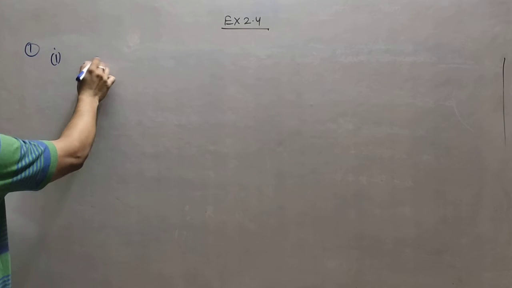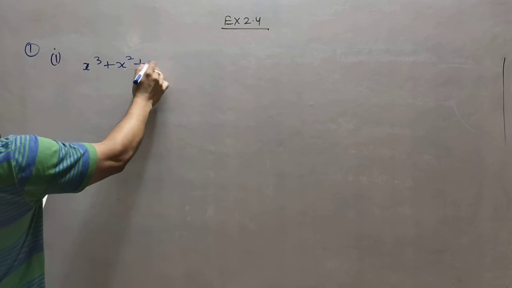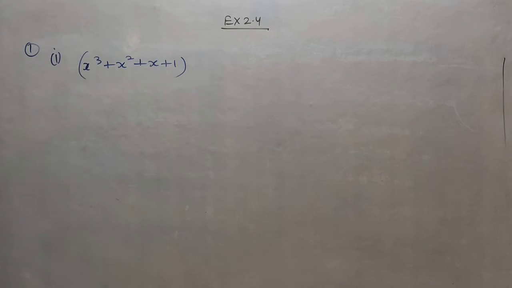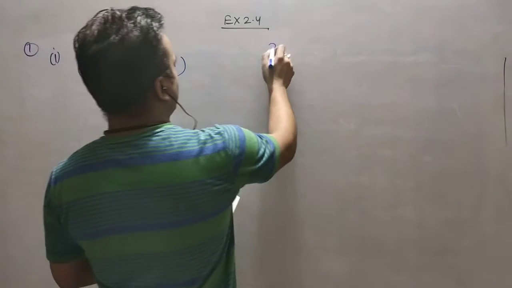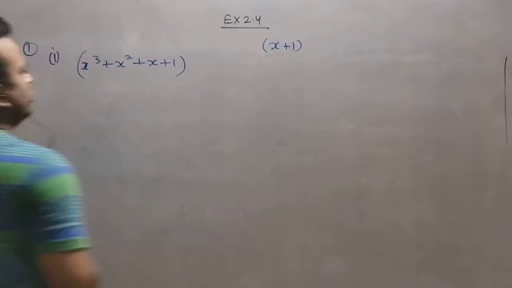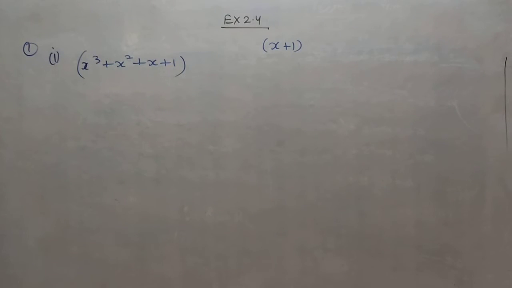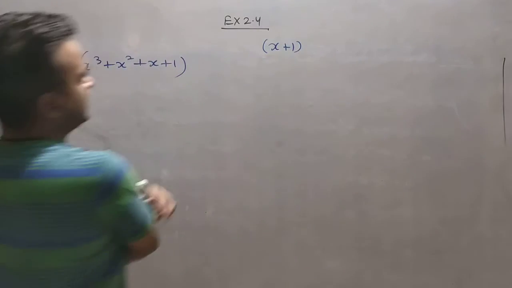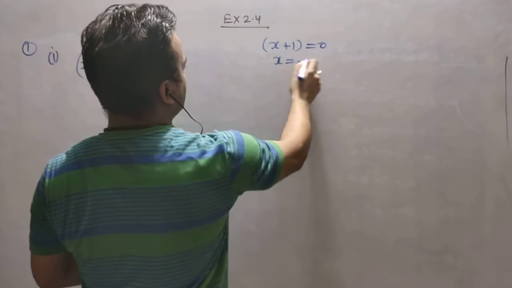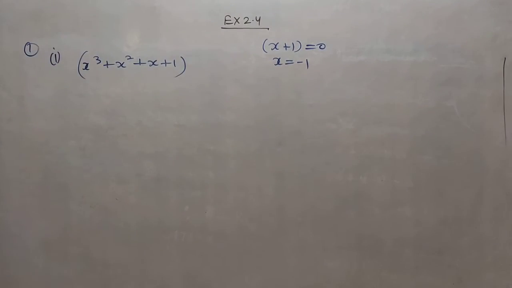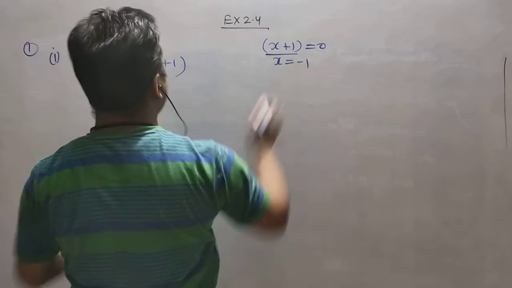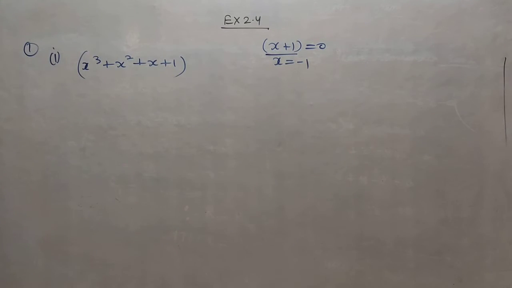Suppose the first polynomial is this one, x cube plus x square plus x plus 1. You have to check whether x plus 1 is a factor of this polynomial or not. So, what does the remainder theorem say? If I put x equal to minus 1, we make x plus 1 equal to 0. What value will we get from here? It's the remainder. And if the remainder is 0, then we say that x plus 1 is a factor of this. Right? So, we are connecting both theorems together.